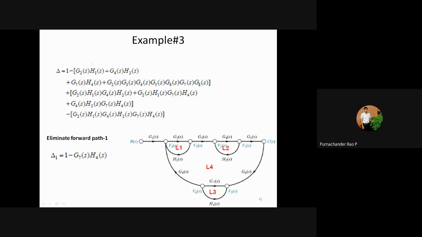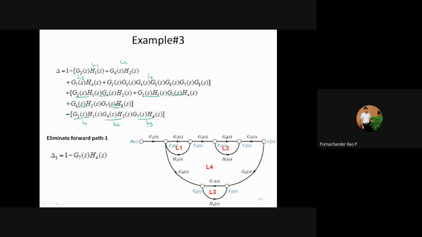So the loops are L1, L2, this one is L3, and this one is L4. Okay, and the product of L1, L2, this is L1 L2 plus L1 L3, and next is L2 L3. These two. Okay, so L2 L3. Then minus L1 L2 L3. So this will give you the value of delta.